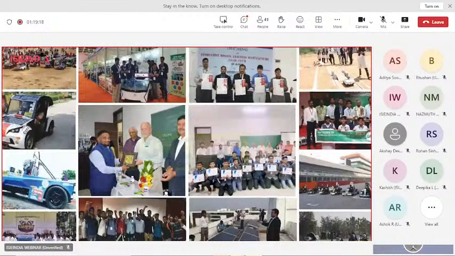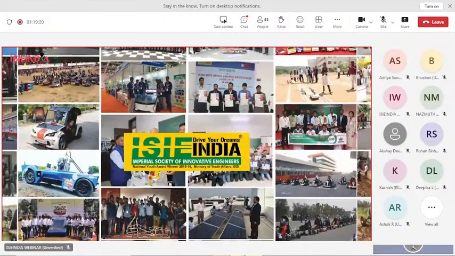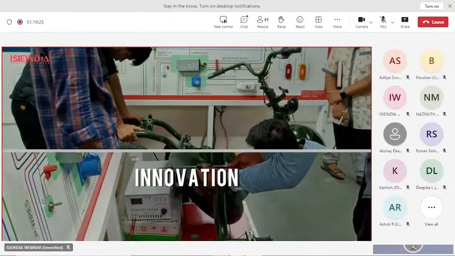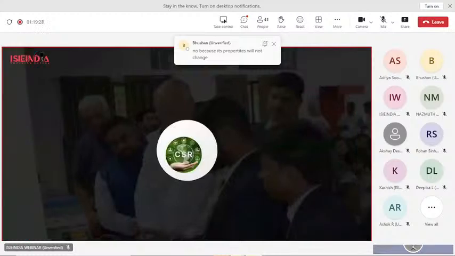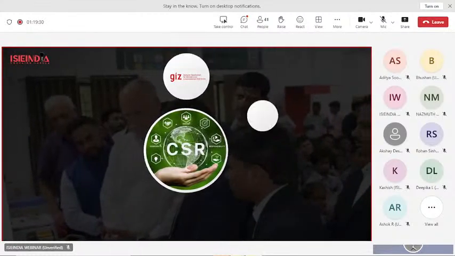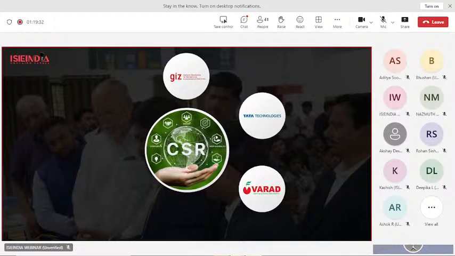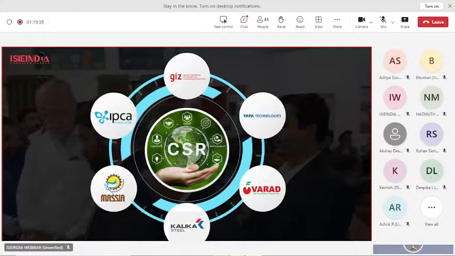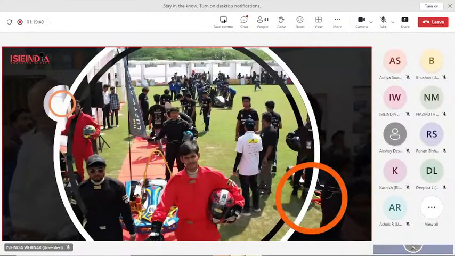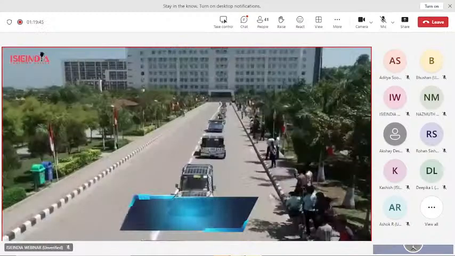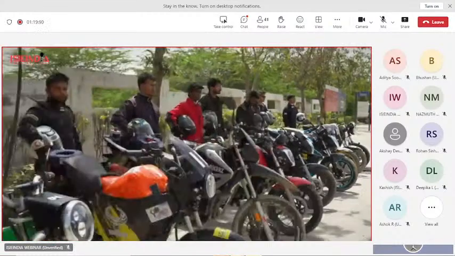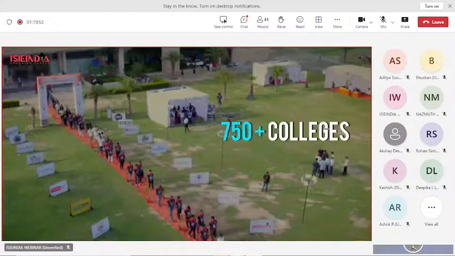From 2013, our parent organization has been tirelessly working to create an ecosystem for skill development, research, innovation, and entrepreneurship in the electric vehicle industry. Through CSR skill development and partnership with GIZ, Tata Technologies, Bharat Crop Science, Kalika Industries, Chalna Jan Seva, Masiya, IPCA Laboratories, etc. And with national partnerships such as Electric Solar Vehicle Championship, Formula Imperial, Indian Karting Race, e-bike design challenge, we have provided a platform for over 3 lakh students from more than 750 colleges and universities to come up with innovative projects.